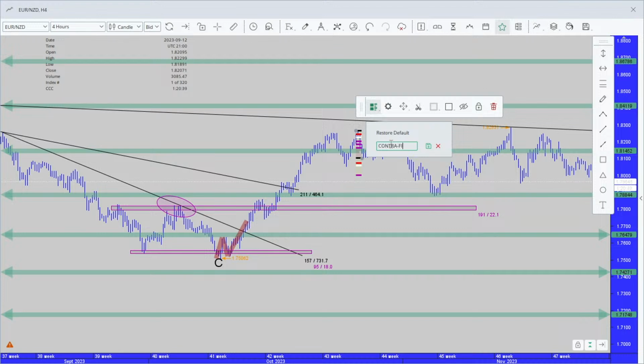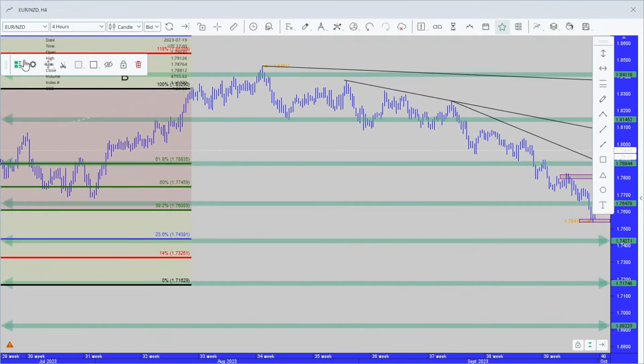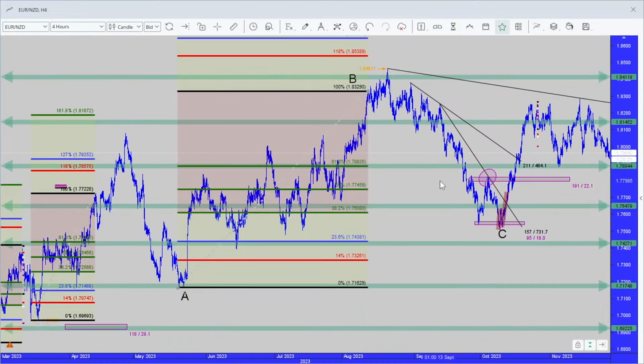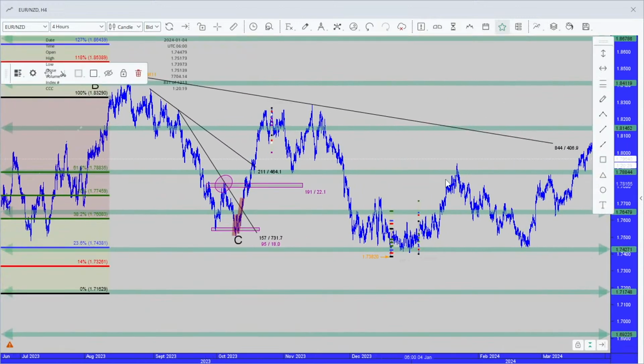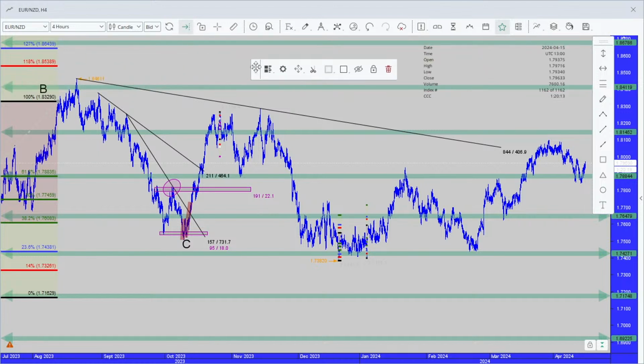Contra Fibo, and click on this one, and this is going to be original Fibo. There you go. Oh, almost. All right, it's still visible, right? The B. So out this one, delete this one.